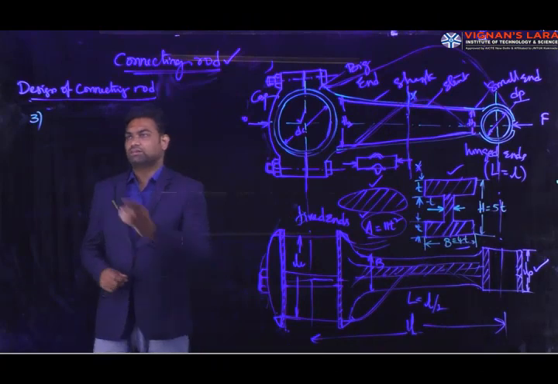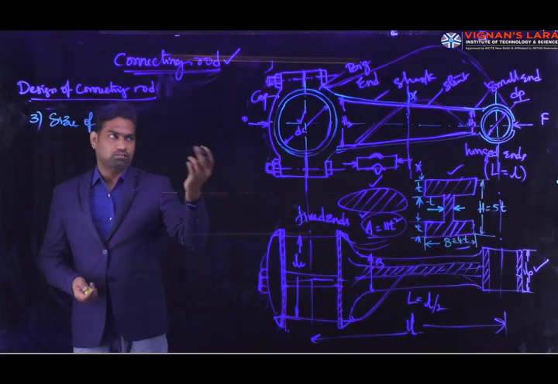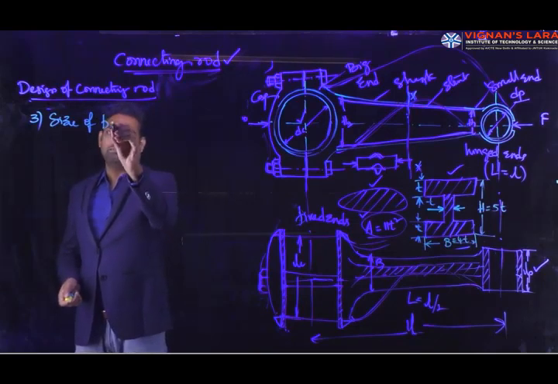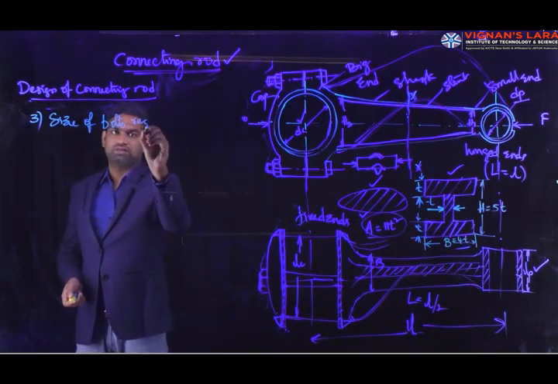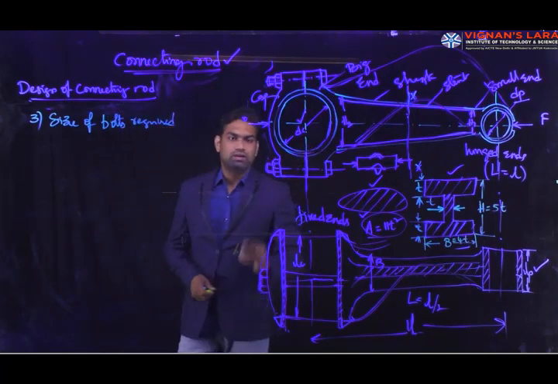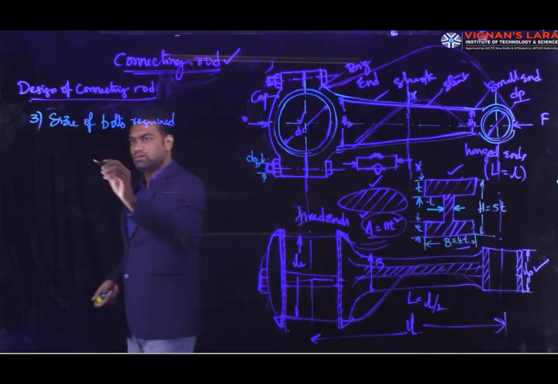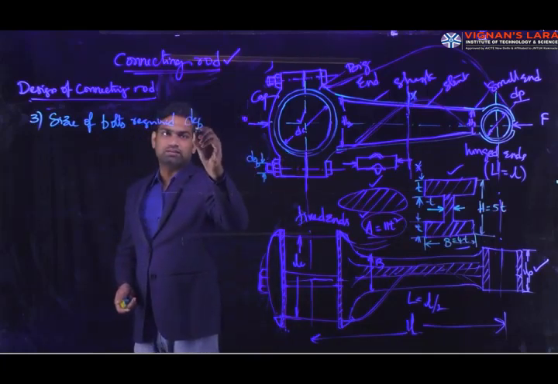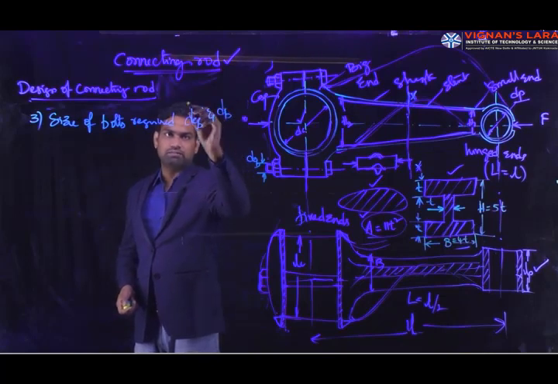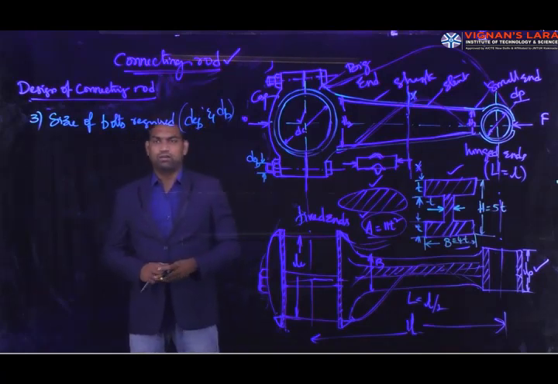The third step in the design is the dimensions of bolts, or size of bolts required, to assemble the cap as well as the body. Here the diameter of the bolts is denoted by DCB, that is the core diameter, and the nominal diameter is denoted by DB. So you need to calculate the core diameter first, and from that you can calculate the nominal diameter.